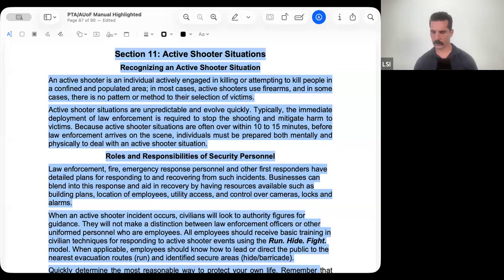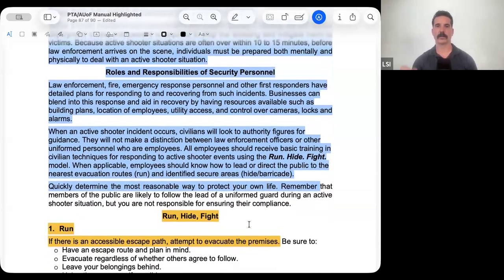Because active shooter situations are often over within 10 to 15 minutes before law enforcement arrives on the scene, individuals must be prepared both mentally and physically to deal with an active shooter situation. Roles and responsibilities of security personnel. Law enforcement, fire, emergency response personnel, and other first responders have detailed plans for responding to and recovering from such incidents. Businesses can blend into this response and aid in recovery by having resources available such as building plans, location of employees, utility access, and control over cameras, locks, and alarms.